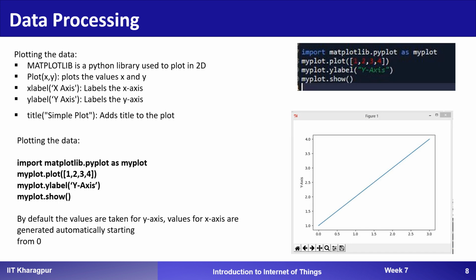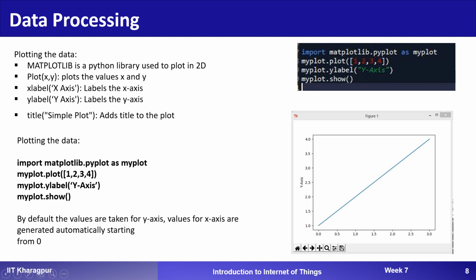Now the plotting of data. In Python there is a library called matplotlib, which can be used in order to plot the data in 2 dimensions. In order to plot the data, there is a plot function which is used to plot the values. Inside the plot function you have to specify the values of x and y coordinates, and this function is going to plot the values of your x and y.